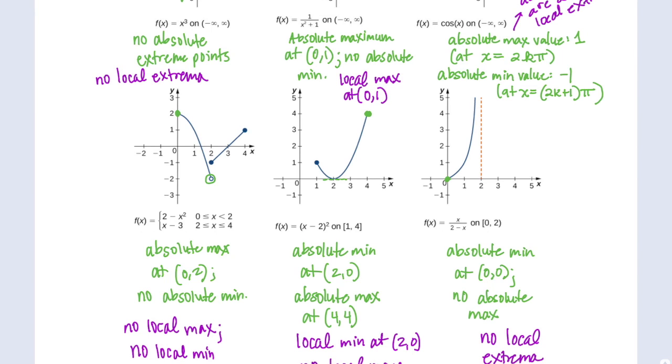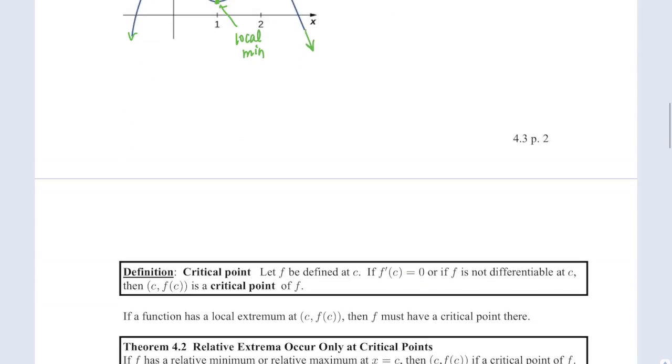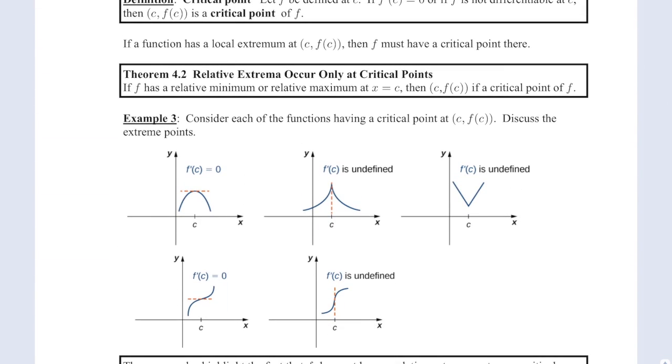Right, so again, that's just looking at these pictures and trying to get a feel for the definitions. Our next step is to try to figure out how we are going to find these things if we're not looking at a picture of the function. And our tool that we're going to be using is called a critical point. A definition of a critical point is: let the function be defined at c, and if f prime of c is 0 or f is not differentiable at c, then we say c, f of c is a critical point of the function.